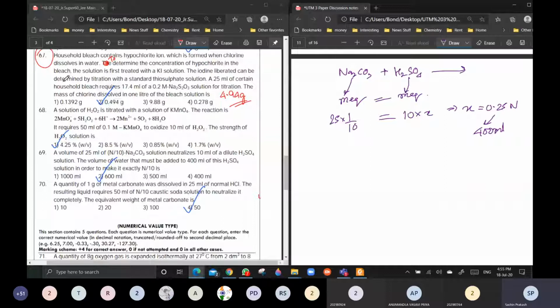Yes, sir. Now you see, I can write N1 V1 is equal to N2 V2. So what is N1? N1 is 0.25 into V1 is 400 is equal to N2. N2 is something which is given, 1 by 10, into V2 is 400 plus Y. Y is the volume which is added. So from this I can get 1000 is equal to 400 plus Y. So Y is equal to 600. Are you getting this?